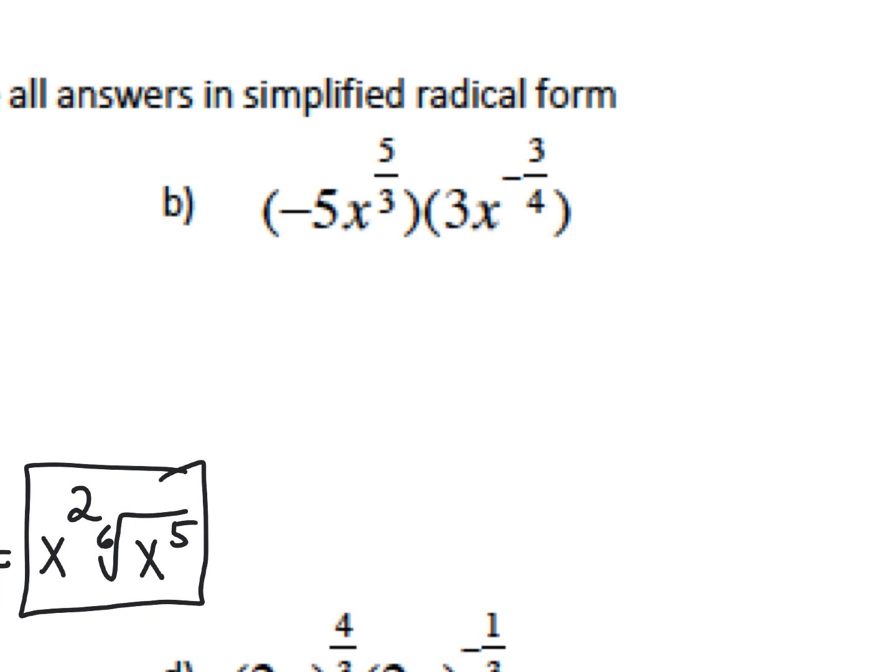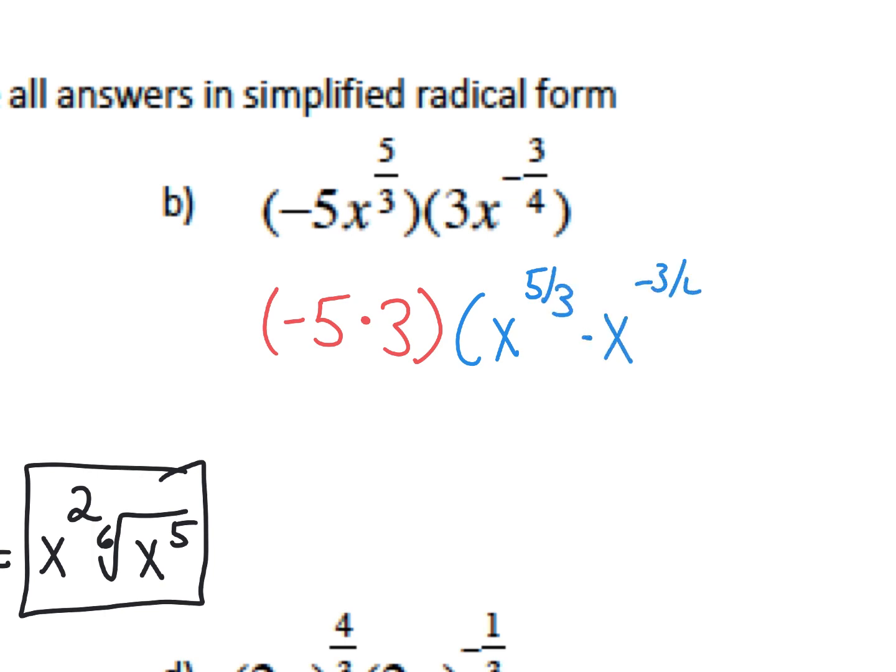Remember that multiplication is associative, so we can reorganize this problem to make it a little easier. We can regroup the constants, or the coefficients I should say. So we could take -5 times 3, and then we could do our powers of x. So we have x to the 5/3 times x to the -3/4. And then -5 times 3, that's pretty easy. That's just -15.